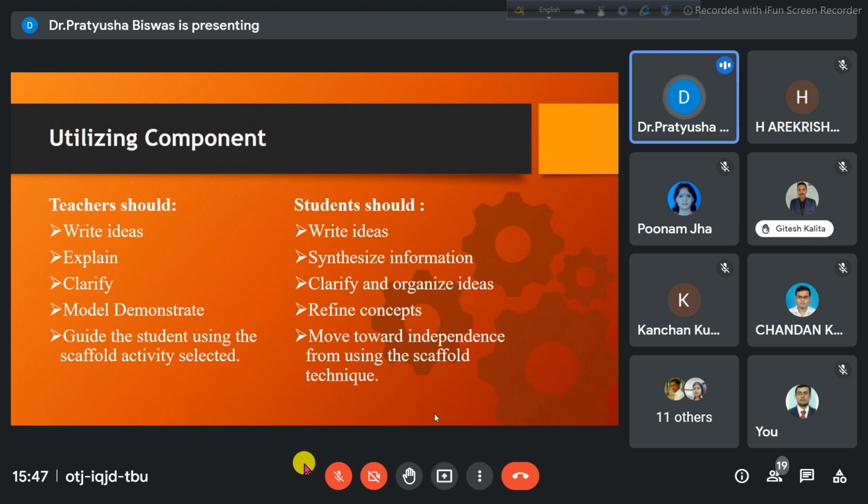automatically their result will be much better than the traditional learning outcome expected. Now, as students, they also need to write the ideas and they need to understand and synthesize the information. When you are explaining to them, they must be able to synthesize it.